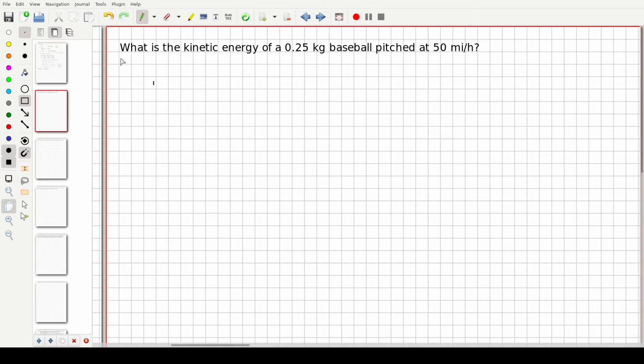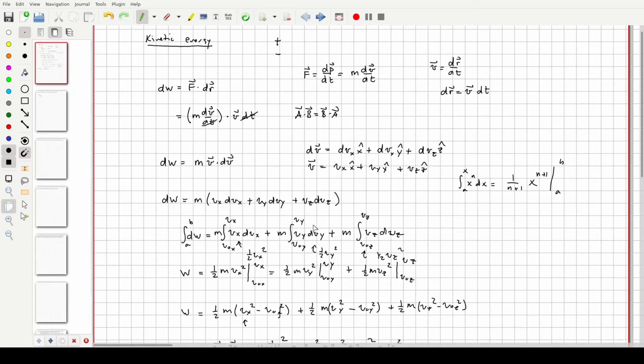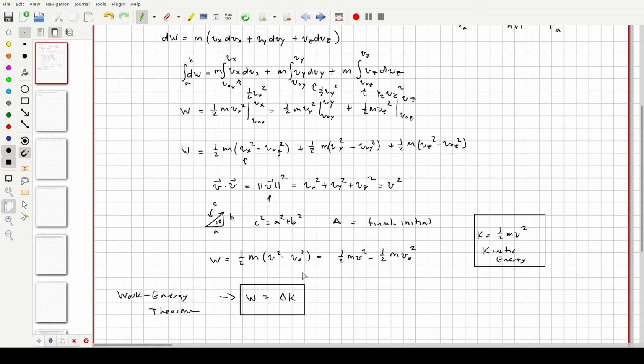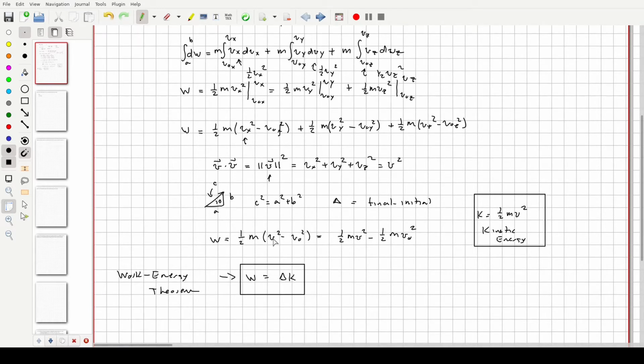So what we're given here is a mass of 0.25 kilograms and a velocity or speed of 50 miles per hour. Now, you'll notice I'm using speed and velocity interchangeably. You really can't, but in a situation where you're dealing with kinetic energy, what I'd like to point out is that you're dealing with the magnitude.